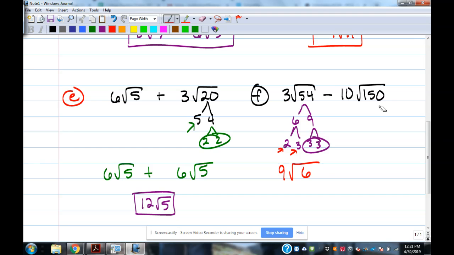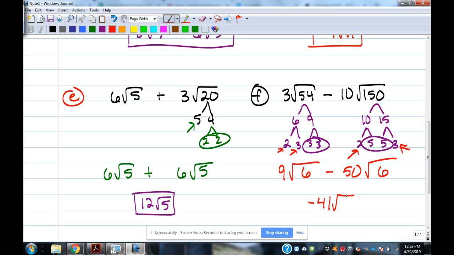Yeah, 150 breaks down to be 10 times 15 is the easy way to get there. 10 is 2 and 5. 15 is 5 and 3. Hey, there's a pair of 5s. So that's going to turn into minus a 5 that comes out and multiplies to the 10. So that's 50. What's left in the square root? 6. Now are they like terms? Yeah. So 9 minus 50 would be negative 41 square root of 6.